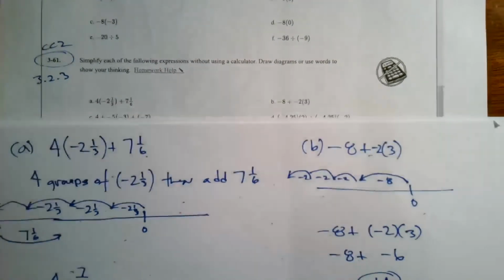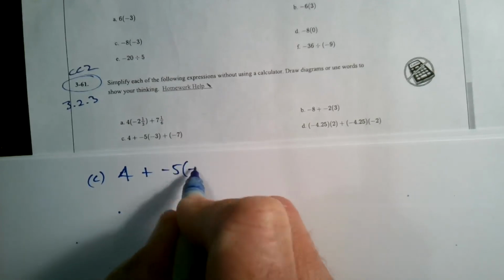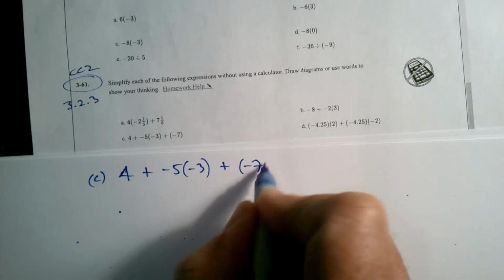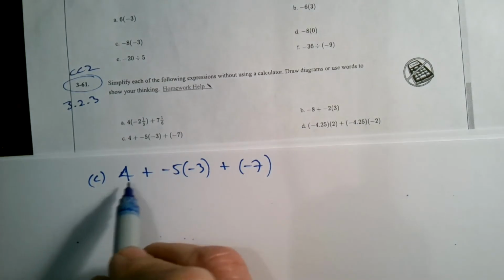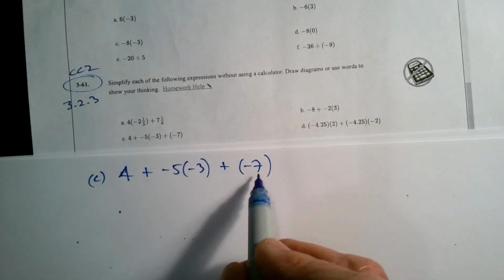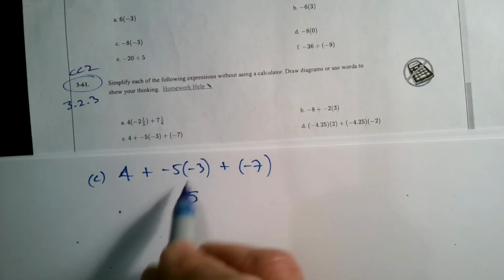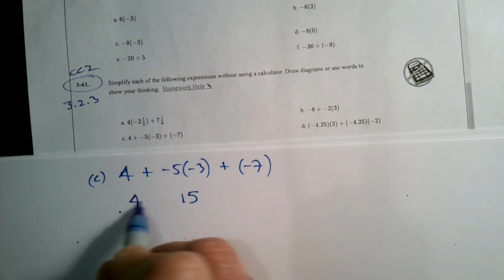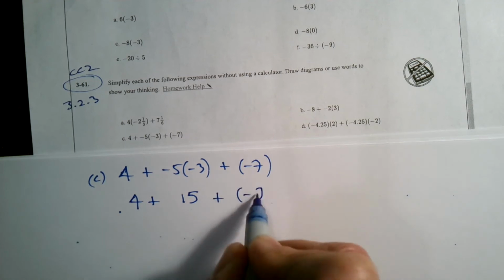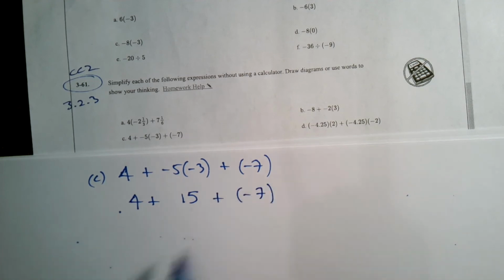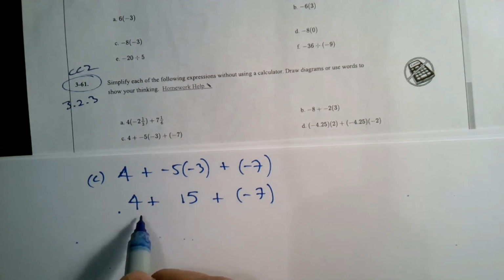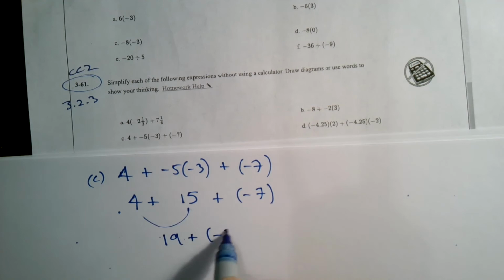Let's look at C. C says 4 plus -5 times -3 plus -7. In this case, order of operations, I'm going to multiply first. -5 times -3 is a positive 15. Now I can rewrite: I have 4 plus 15 plus -7. That's all addition, so I can just go from left to right. Those two add to 19, and then -7 added to 19 becomes positive 12 at the end.